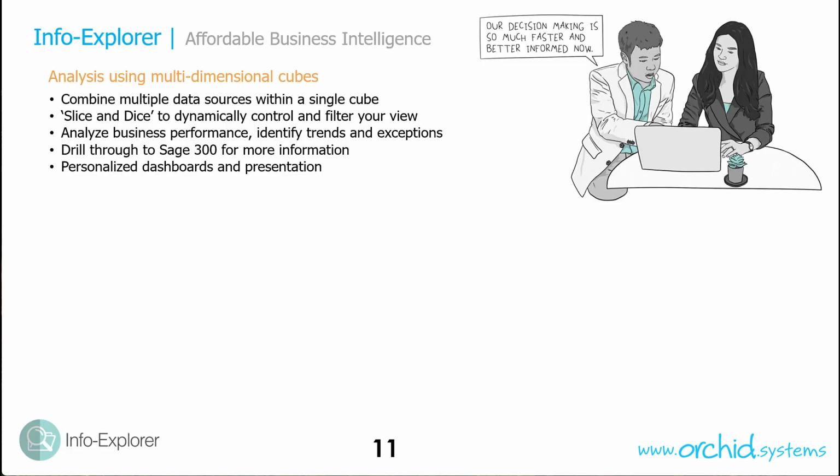Info Explorer allows analysis using multi-dimensional cubes. You combine data from multiple sources in a single cube, and then you can slice and dice to dynamically control and filter the view that you're looking at. This allows you to analyze business performance, identify trends and exceptions, and with our Info Explorer cubes, you can drill through to the underlying Sage 300 transaction for more details and information on what you're analyzing.